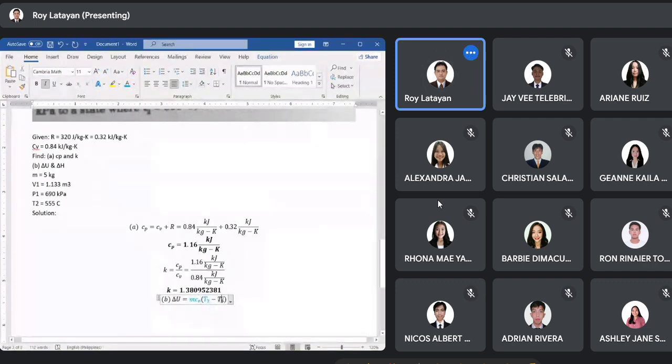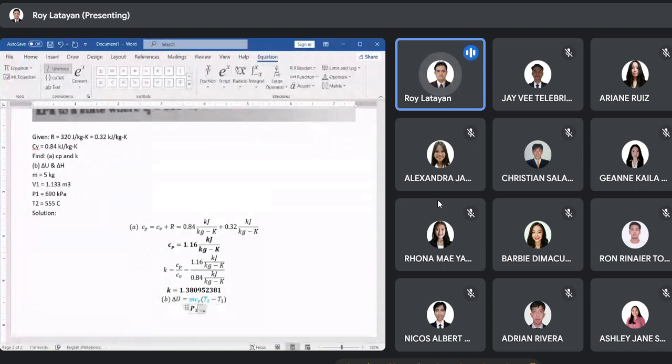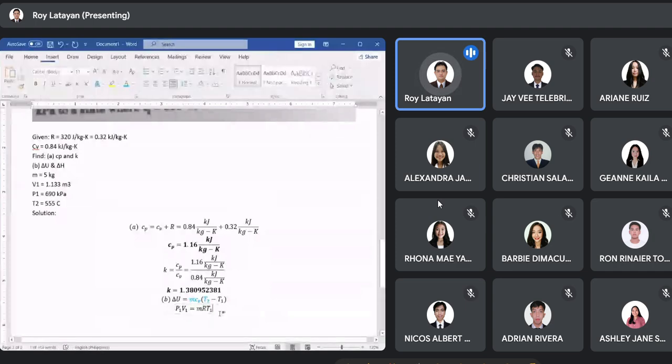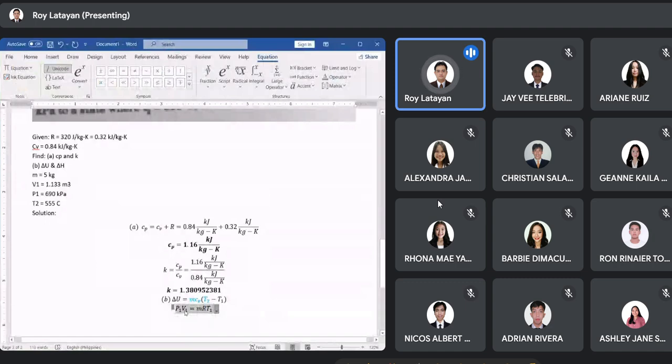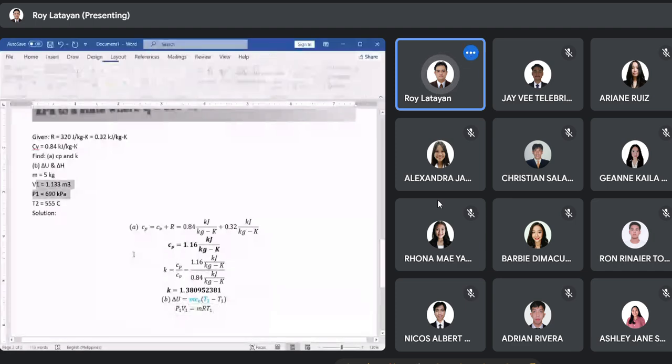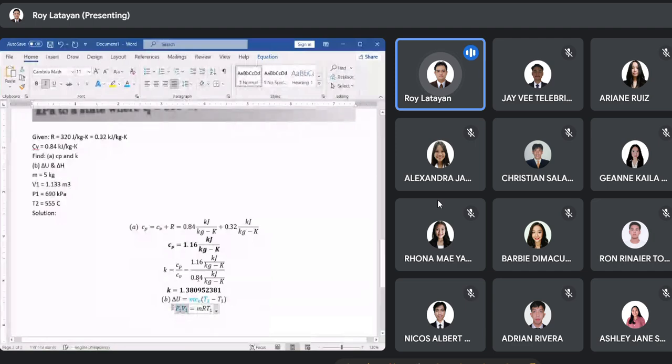So, kalimitan pag ganito, kukunin mo na lang yung isa. So, P1V1 is equal to mRT1. Naglagay lang ako ng formula, hindi ko sure kung ito yung gagamitin. So, check natin sa given. Given tayo ng P1 at V1. Tapos, given naman tayo ng R, given tayo ng mass. So, makukuha natin dito yung T1.